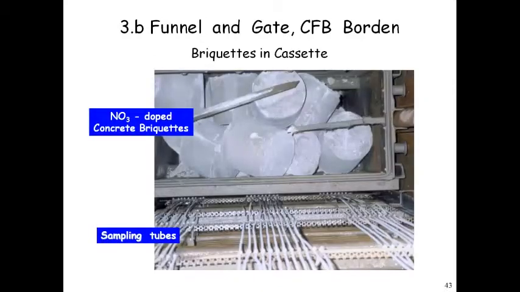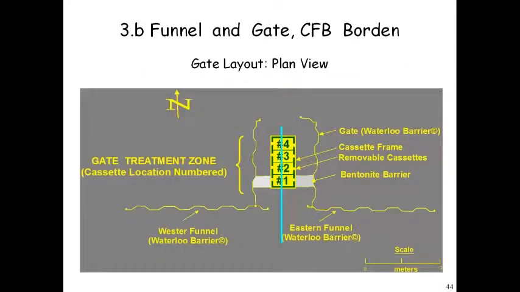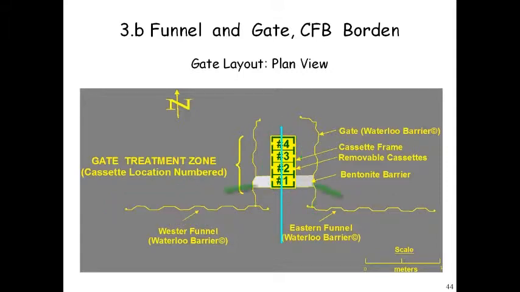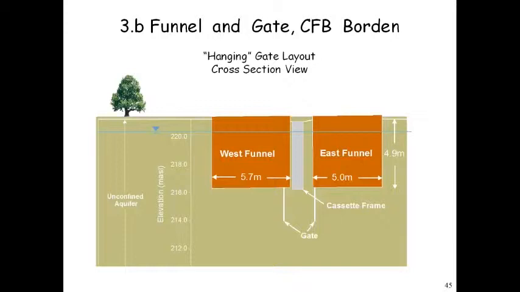Here's a close-up of the cassette with the nitrate briquettes in it, and you can see the sampling tubes for multi-level monitoring as always. Here's a plan view of the setup, the funnels, and the gate with its 4 cassettes, and a bentonite barrier tying the cassettes to the funnels. Again, just to illustrate the hanging nature of the funnel and gate, there's considerable aquifer below.